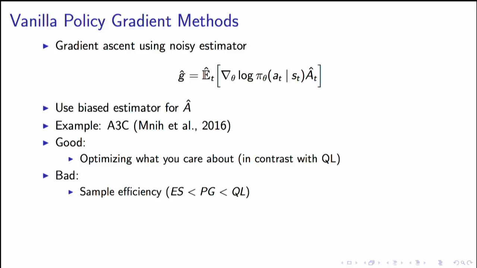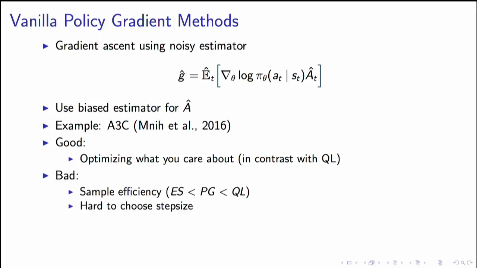The bad part is that they have worse sample efficiency than Q-learning. And I would say overall, in terms of the classes of deep RL methods, in the set of model-free RL algorithms, Q-learning type methods usually have the best sample efficiency, and policy gradient methods are less. They're in the middle, and evolution strategies or derivative-free optimization is the least sample efficient.